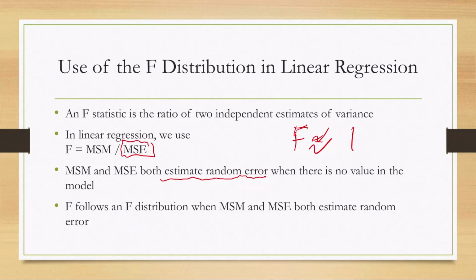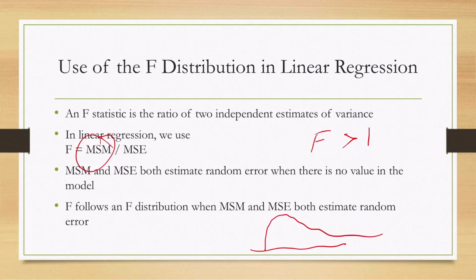And what happens when your model starts improving? When you get better and better models, then your F statistic is going to get greater than 1, and it's going to get bigger and bigger the more you have in your mean square for the model. So the F follows an F distribution, and an F distribution is a skewed distribution that starts at 0. The F follows an F distribution when the model is worthless.